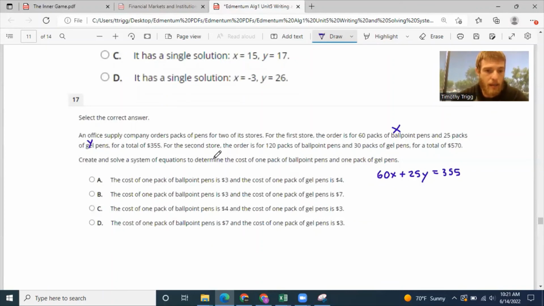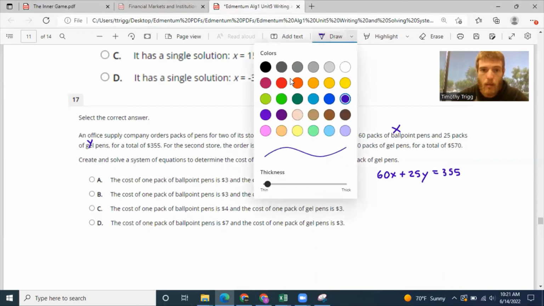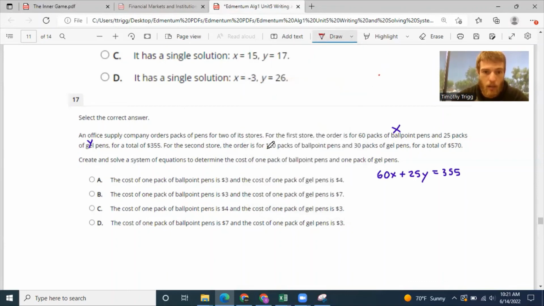Now, what about this second piece of information? See if you could write the equation for that. You should get something like 120x plus 30 packs of gel pens, it says, so 30y equals 570. Okay. See if you can finish solving for x and for y here. X will be the cost of the ballpoint pens and y will be the cost of the gel pens.